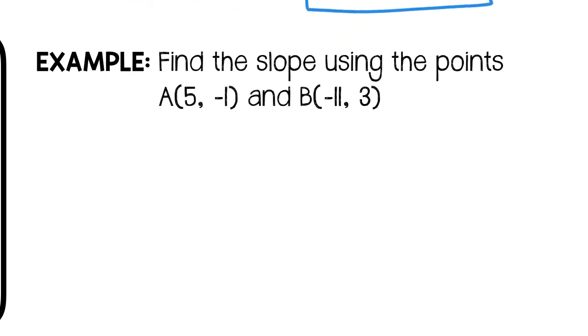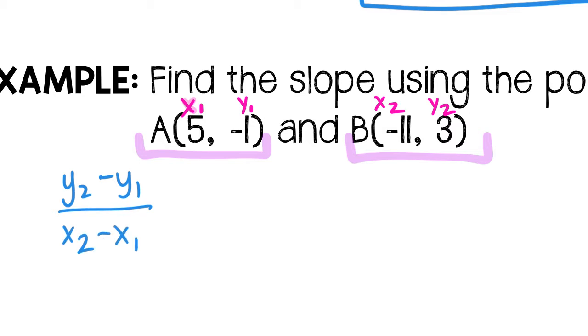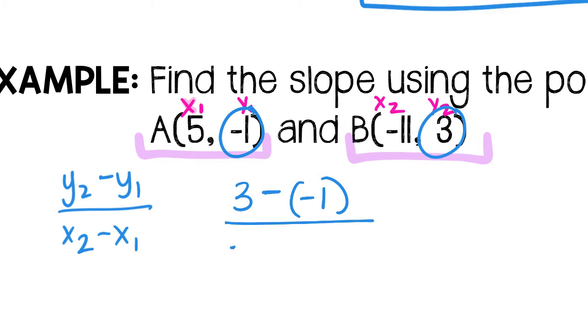We actually have the same 2 points as the first problem here. So let's find the slope between these. Some people like to label them, like we can call this x1, y1, and then x2, y2. I don't normally do that, but some people like to do that. And then we're just going to use the slope formula. So we're going to do y2 minus y1 over x2 minus x1. So let's go ahead and do that. That would be 3 minus negative 1 over negative 11 minus 5.